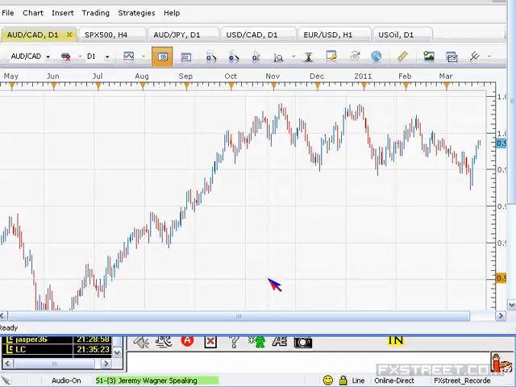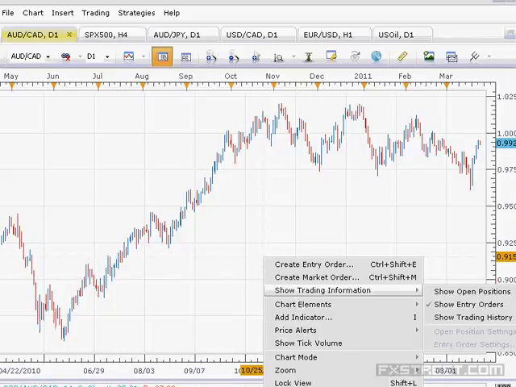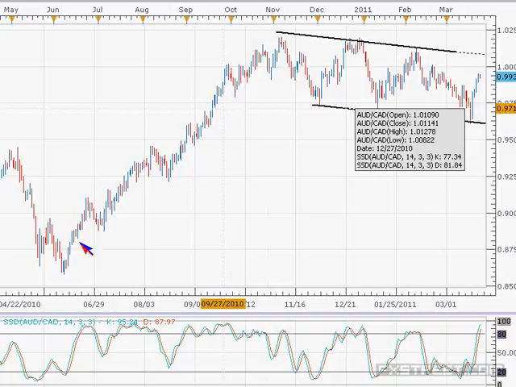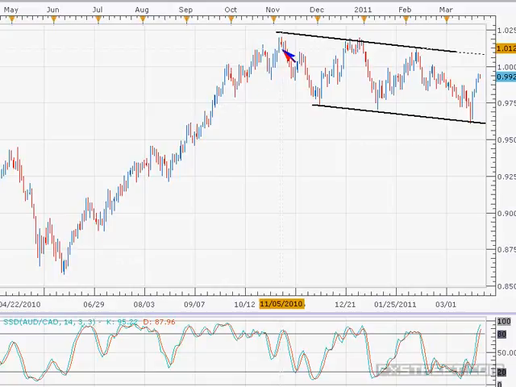So here we go, the Aussie Canadian dollar, and here's where the flag gets its name. This would be the flagpole, this strong up move. After you get a strong move like this, prices need to digest and consolidate these areas. As it consolidates, it drifts up and down and back and forth with a very slight downward slope here. This is the flagpole, and this trend channel is the flag.